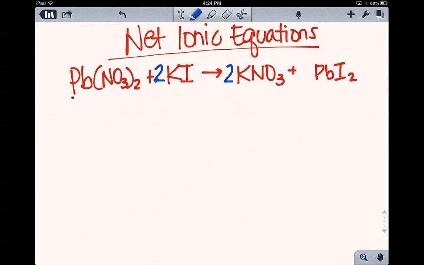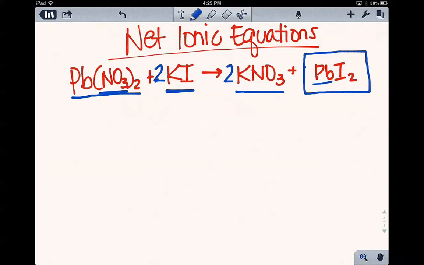So I can see that lead nitrate is a soluble compound because nitrates are soluble. Potassium iodide is because group 1 metals are soluble. Potassium nitrate is very, very soluble. And then lead iodide, actually, if you look at your solubility rules, you see that most halogens are soluble except the ones that contain silver, mercury, or lead. So I'm going to ionize everything except my lead 2 iodide.